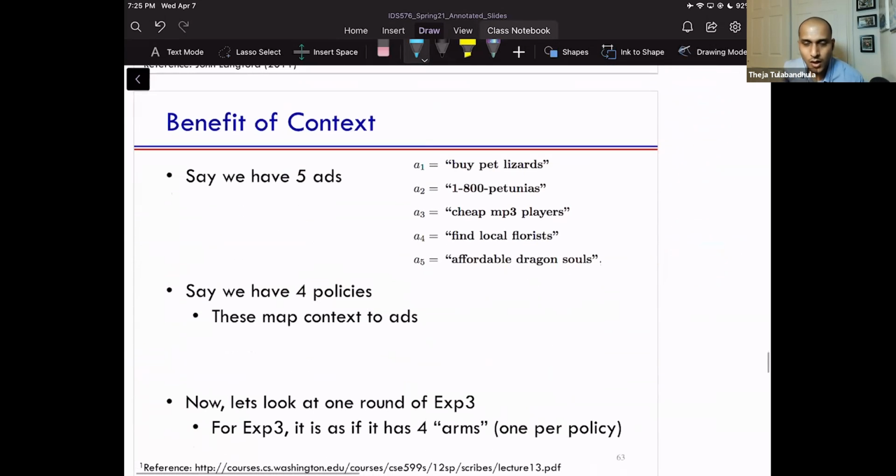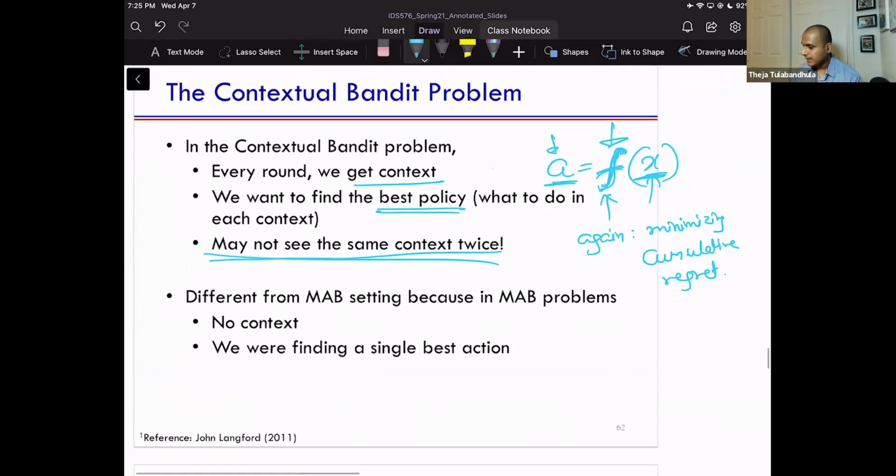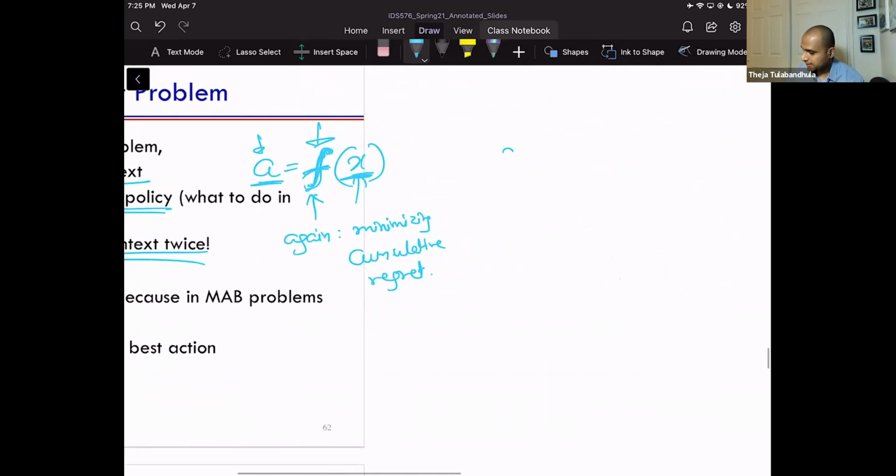Okay. So what is the utility of having a context, and how do we solve this problem? As I said, we saw EXP3 before. We're going to extend EXP3 to an algorithm for solving the contextual Bandit problem. But what is the key idea? The key idea is this, right? So X is the context. There could be many contexts, right?